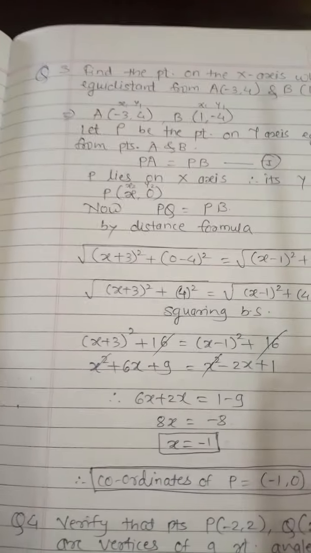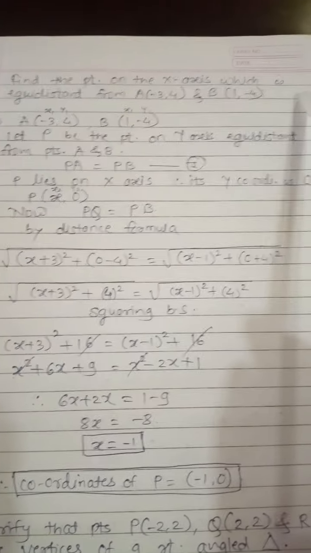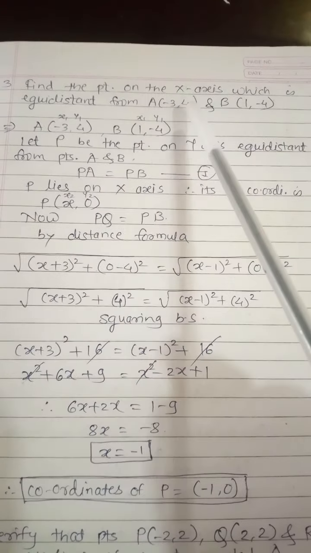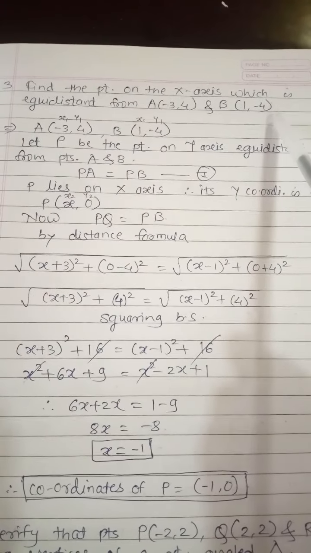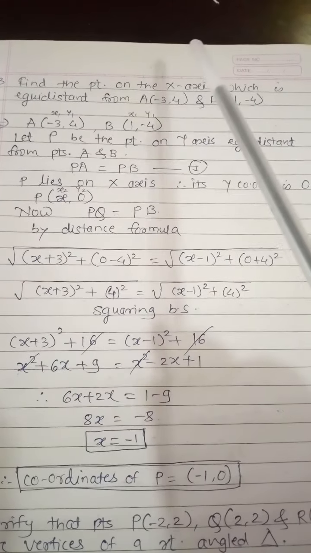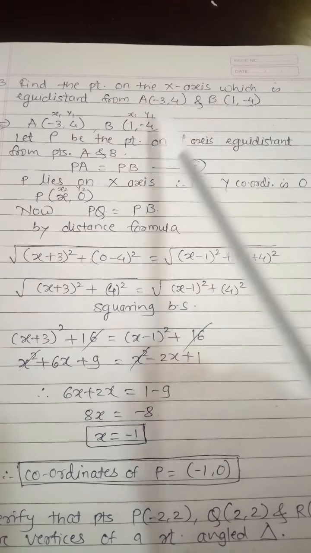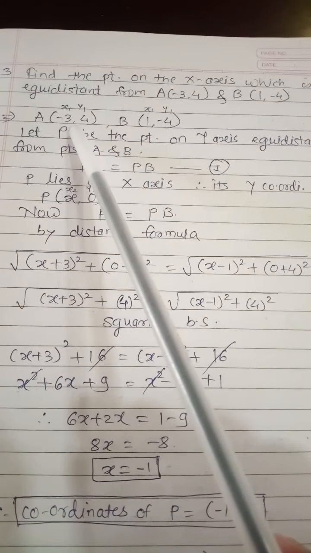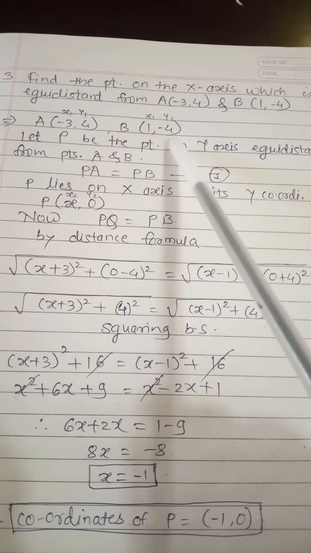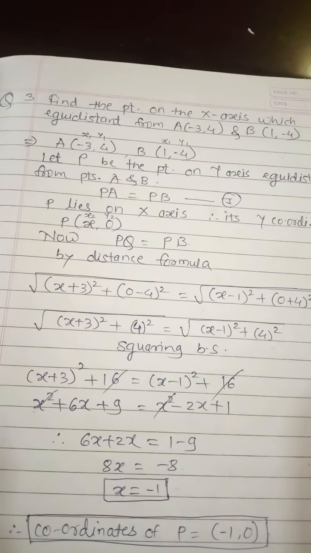Now we are going to solve question number 3. Find the point on the x-axis which is equidistant from A, that is (-3, 4), and B, (1, -4). So we have to find the point which is on the x-axis and is equidistant from A and B. Here we consider point A as (x1, y1) and B as (x2, y2).